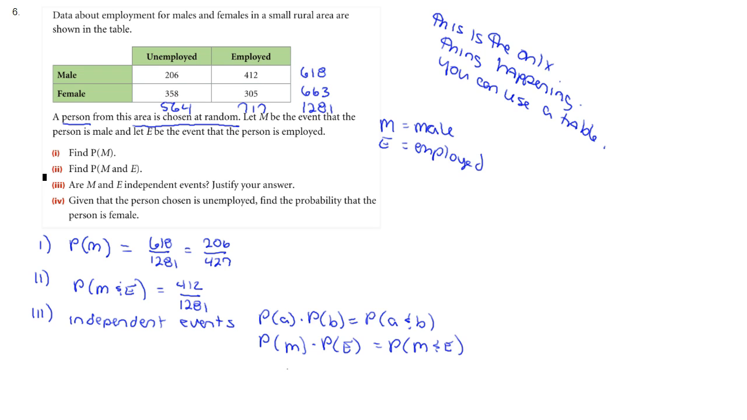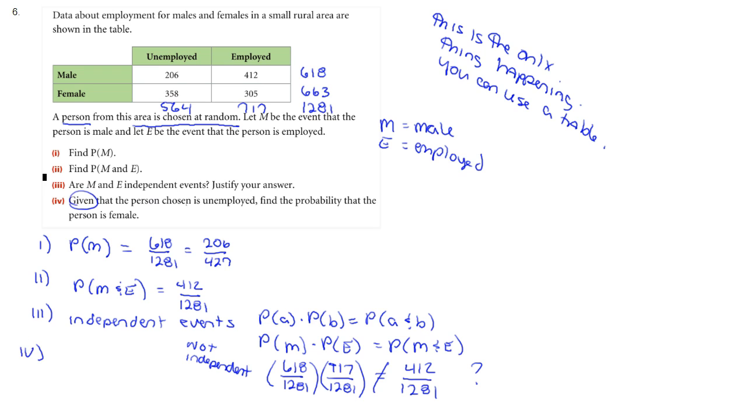Now, we've already figured out M and E. So probability of men is 618 over 1281. And the probability of being employed, that's going to be 717 over 1281. And so the big question of the day is that when I multiply those together, is it going to equal 412 over 1281? Nope, it doesn't. So because probability of M times probability of E doesn't equal the probability of M and E, they're not independent.